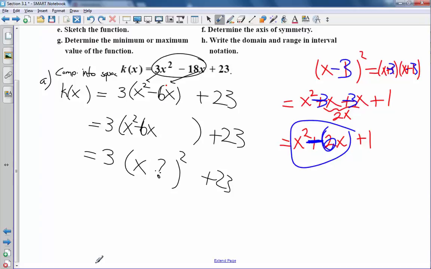How can we find this negative 3 next time without this struggle? I don't want to waste time here. I want to look at this, stare at this, and decide, oh, this is negative 3, like that. Yeah, divide by 2. Take half of this number. Negative 6, half is negative 3. Keep the sign the same.